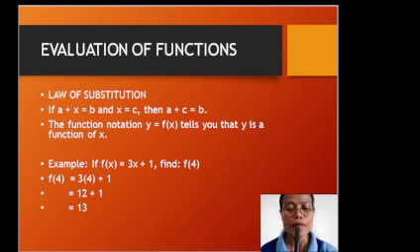Example, if f of x is equal to 3x plus 1, find f of 4. So meaning, the value of x is 4. So we have to replace or substitute the place of x with 4. And 3x means 3 times x. So we have to multiply also 3 and 4. So 3 times 4 is 12 plus 1 is 13. So we have here, if the value of x is 4, we can get the value of y. We have 13. The ordered pair is 4 and 13. So we can get 13 if our value of x is 4. That's evaluation.